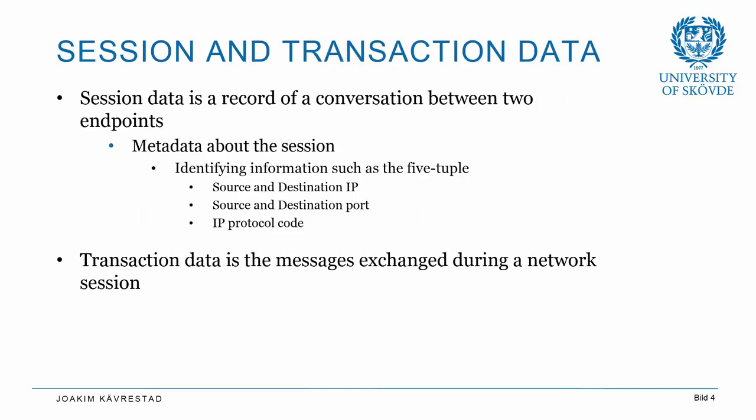So let's talk about the levels or the types of logging data when we talk about network traffic logs. First we have session and transaction data. Session data is a record of a conversation between two endpoints. You can basically describe this as metadata about the session. So it tells us that a session occurred and some information about it.